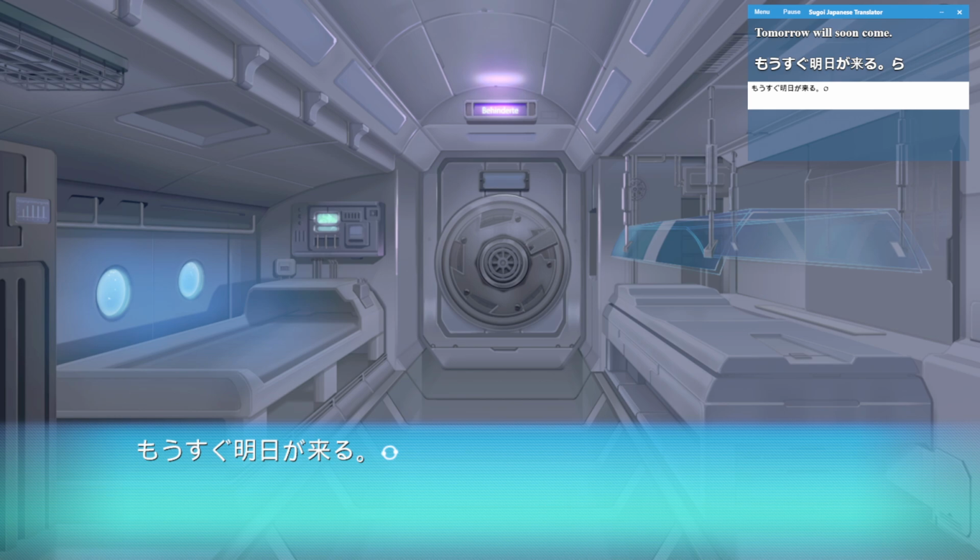And I try to pronounce it right. Mō sugu ashita ga kuru. I think I tried to read it. That's what's taking so long. Yeah, mō sugu ashita ga kuru.